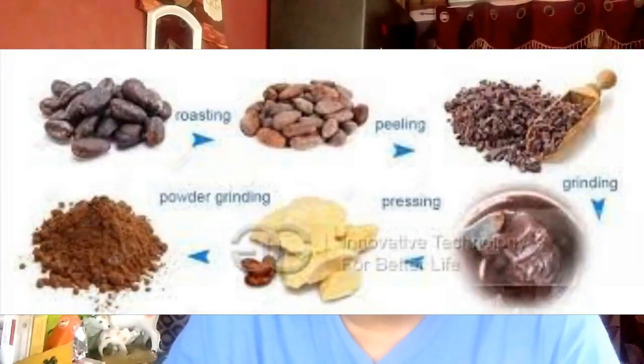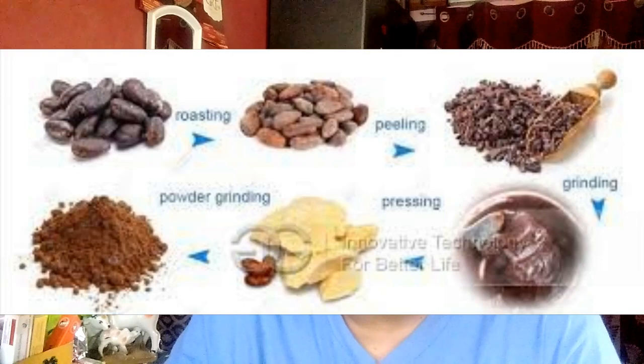Yes, now we are discussing about food business. In that, today we are discussing about cocoa processing.